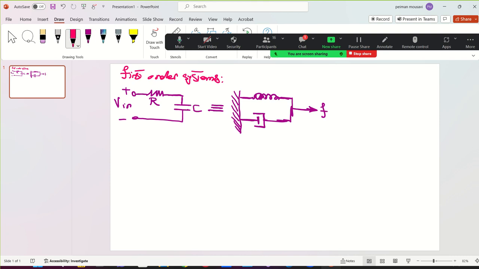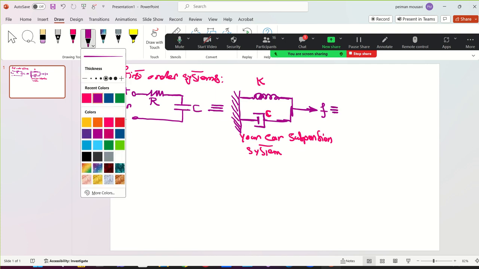This can be regarded as your car suspension system, spring and damper. K, stiffness of the linear spring, and damping coefficient, C. And they are the same system dynamically, control-wise. I'm going to derive it for you.